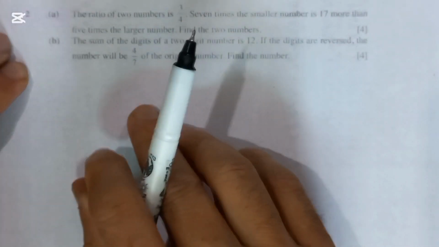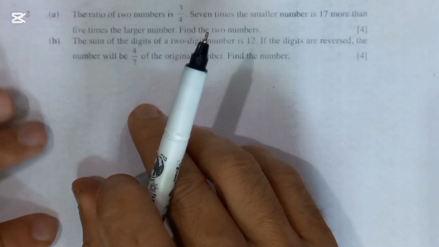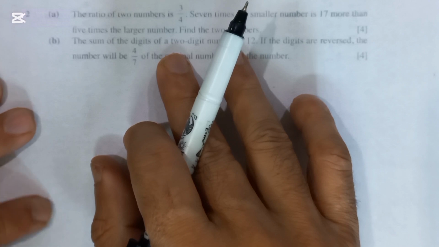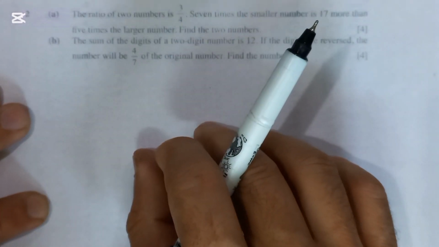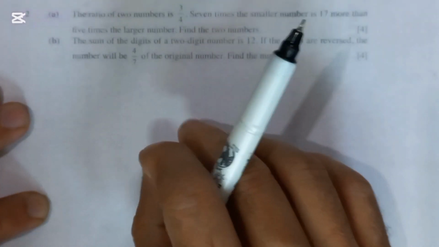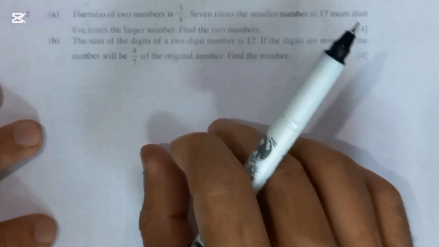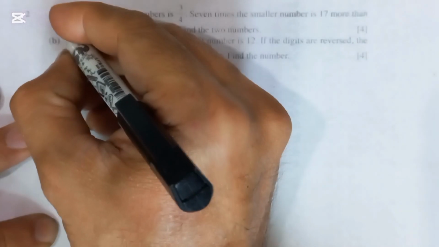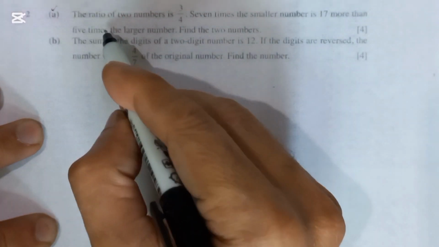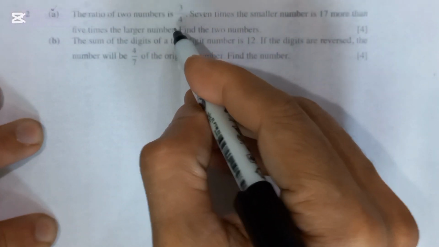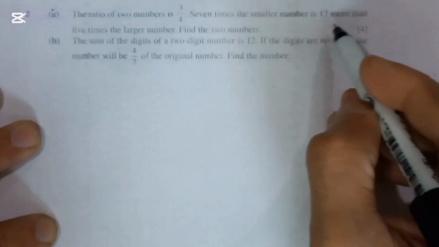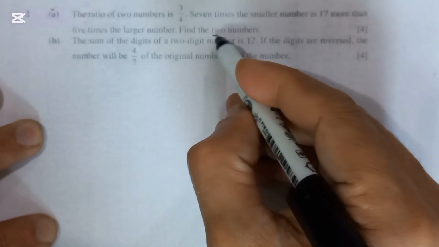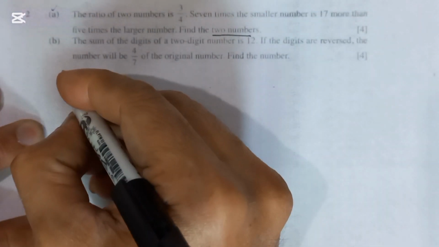Okay students, here is another statement question. I have told you earlier, in statement question the only problem is to understand this statement and make the proper equation. If you are successful in making the accurate equation, rest of the question will be more easy because same steps will be followed. For example, question number 2, A part, the ratio of two numbers is 3 by 4. 7 times the smaller number is 17 more than the 5 times the larger number. Find the two numbers.